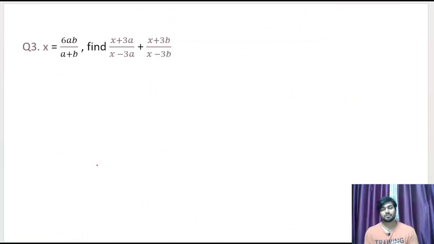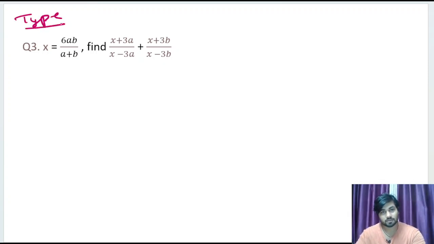Now here comes the first question that is related to Componendo and Dividendo. I'll explain this question by 3 methods. First I'll go with the basic method, then I'll go with another method, that is value putting, and then I'll go with the artificial intelligence method. See, this is a type of question. Firstly, you will have to understand this. This is a type of question, right?